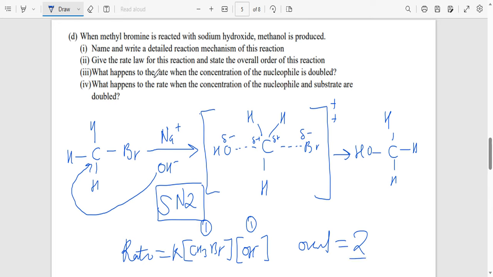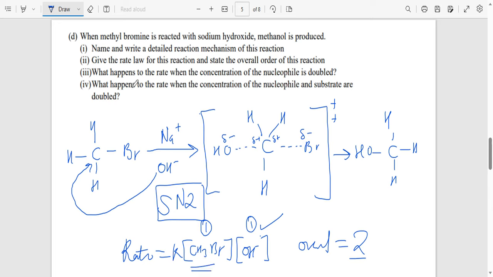What happens to the rate when the concentration of the nucleophile is doubled? If you double the concentration of the nucleophile, the rate is going to double. If you triple the concentration of the nucleophile, the rate is going to triple, and just like that. That is because we are considering the other concentration to be constant.